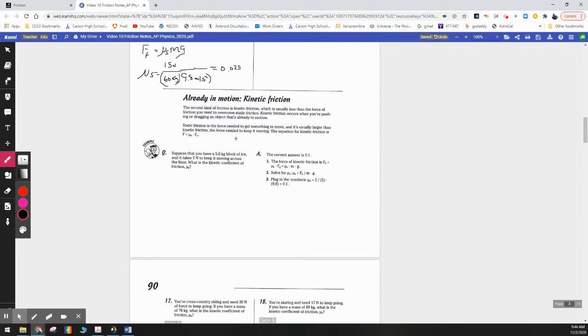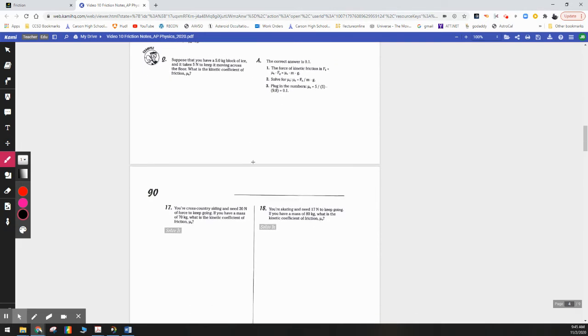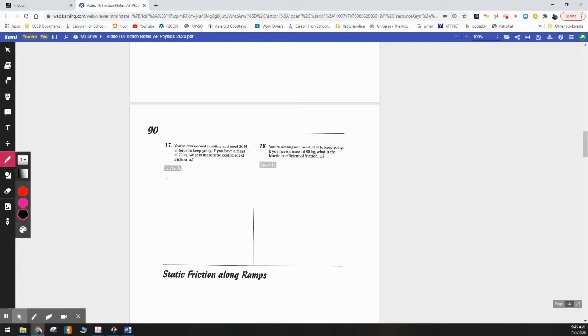Now already in motion. Kinetic friction. So you are already in motion. The second kind of friction is kinetic friction, which is usually less than the force of friction you need to overcome static friction. Kinetic friction occurs when you push or drag an object that's already in motion. Basically the equation is the same except you have mu k here, which means kinetic. And here's an example. We'll let you look at this example here, and then we'll work on number 17.